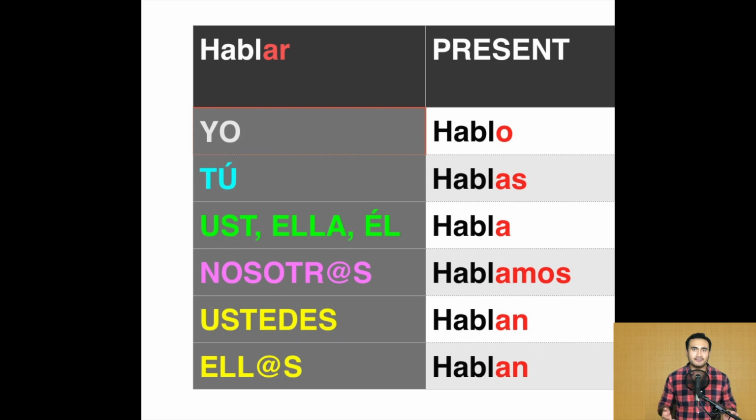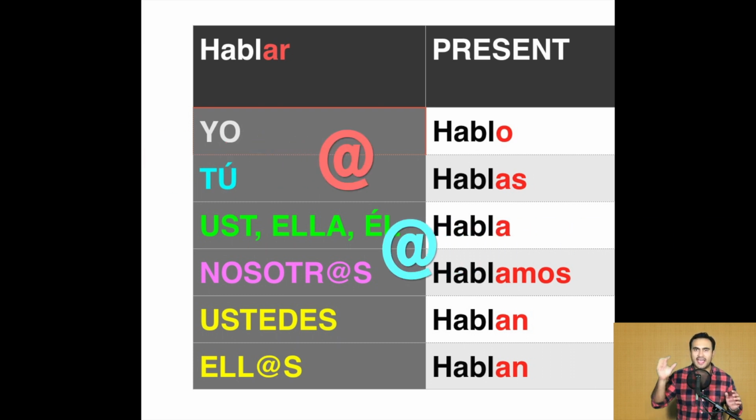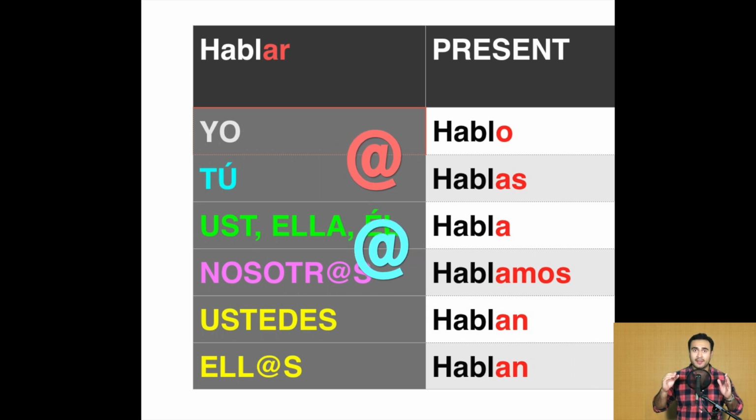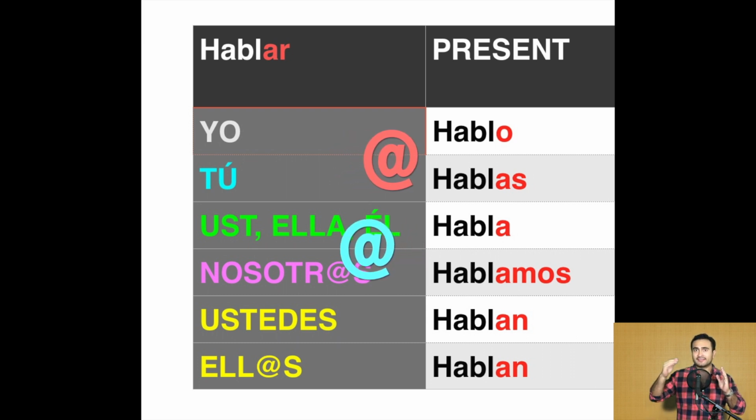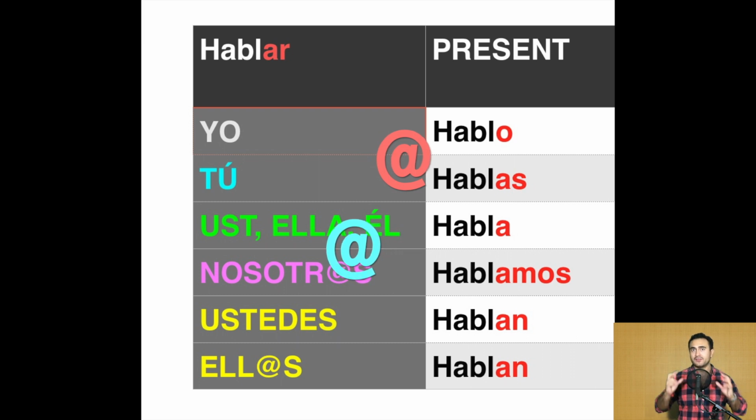Usted, él, and ella get the same conjugation. Habla. Él habla, ella habla, usted habla. Nosotras hablamos, nosotros hablamos. Notice that I use the at symbol. That's basically to point out that a particular pronoun can be or will be conjugated the same way for both the male version and the female version of it.